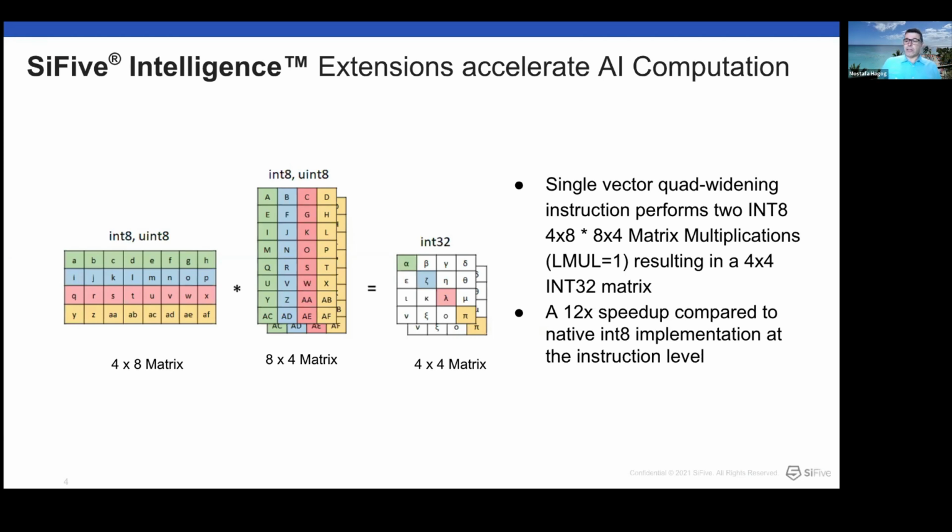The matrix multiplication instruction, what we call the quantized matrix multiplication instruction, basically implements a 4x8 by 8x4 matrix multiplication of int8 and unsigned int8, and generates a 4x4 matrix multiplication result in a single instruction in a single cycle. We see that this kind of instruction gives us a 12x speedup over implementing it with native int8 RISC-V int8 vector processing instructions.